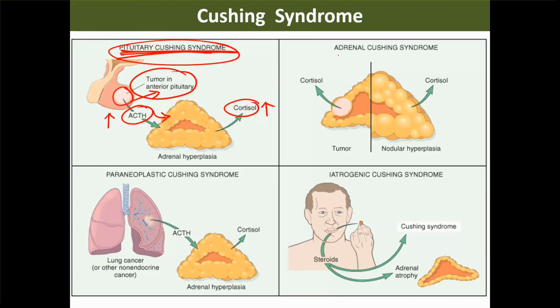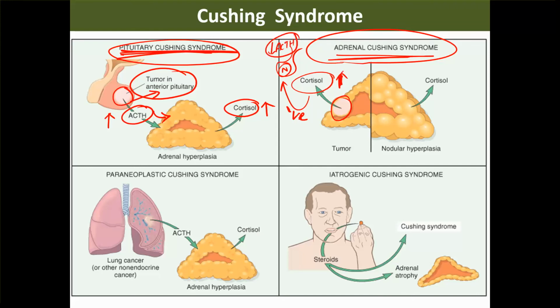Now coming to adrenal Cushing syndrome. Here the pituitary is normal and there is a tumor in the adrenal gland that is increasing the cortisol. That will produce negative feedback on the pituitary, so they reduce the ACTH. So in this condition there is increased cortisol and reduced ACTH. Please understand this. This is called adrenal Cushing syndrome.